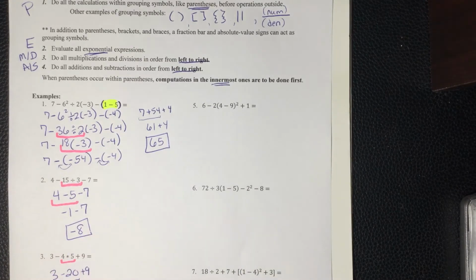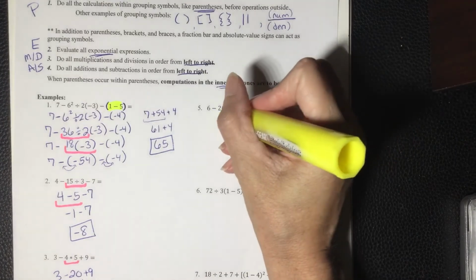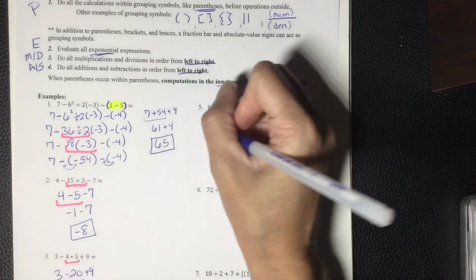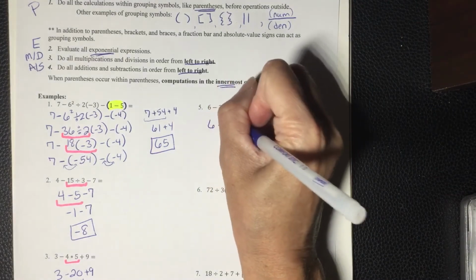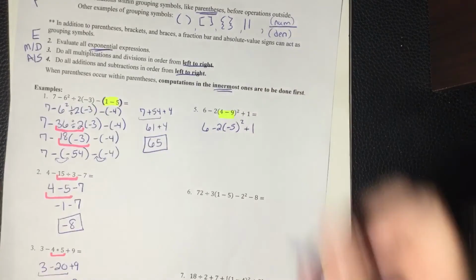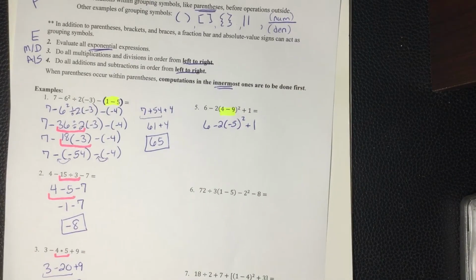So just go back to your list and say, okay, do I have anything within parentheses? And I need to do that first. So first thing I need to do is 4 minus 9. That's going to be negative 5. I'm only going to do that step. I'm going to bring everything else down and try not to get in too much of a hurry. All right, so my grouping symbols are done.